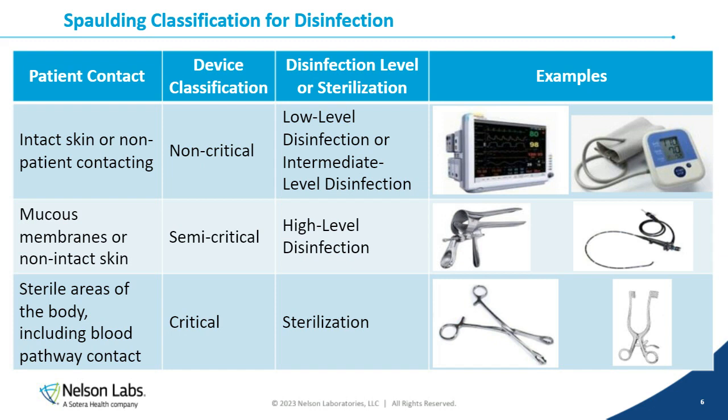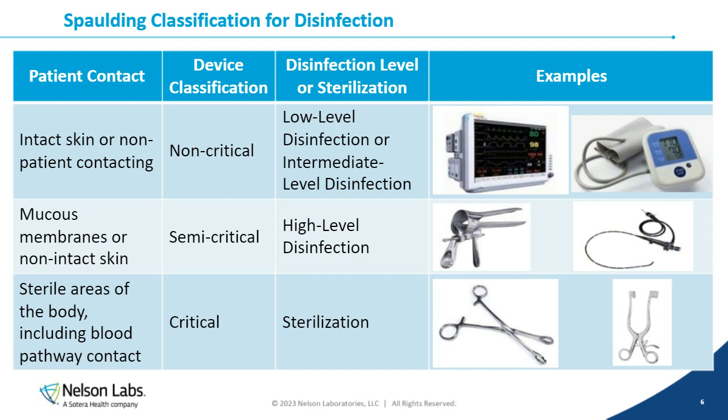The next classification is semi-critical. These are devices that contact mucous membranes or non-intact skin. And these devices at minimum require high-level disinfection. So these are devices such as the speculum or an endoscope, or some other examples would be a transesophageal probe or a transrectal, transvaginal probes. Those are all semi-critical devices.